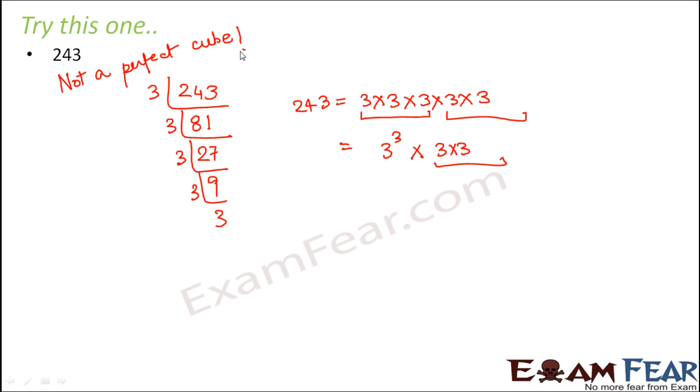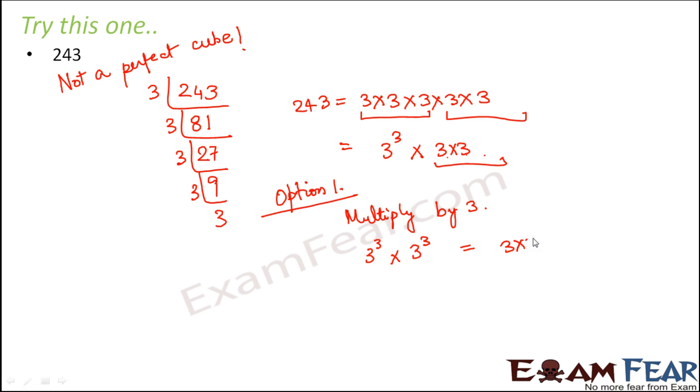Now can you think of any way by which you can convert this number to its nearest perfect cube? Now in order to make this number a perfect cube, you either need to multiply it by 3. So option 1 is you multiply the number by 3. So if you multiply by 3, what would happen? It will become 3 cube into 3 into 3 into 3. So that is into 3 cube. So this would be 3 into 3 cube, that is 9 cube. So if you multiply this number by 3, you would get 9 cube, which is 729.